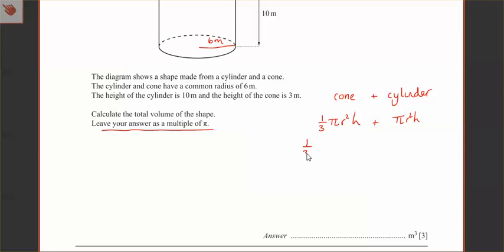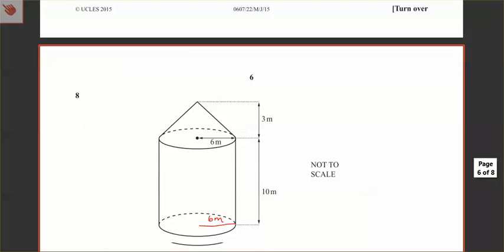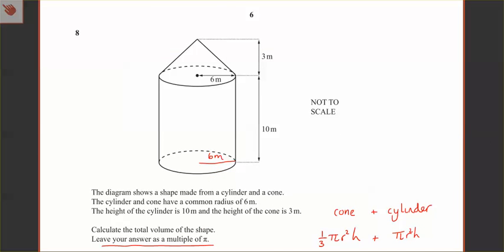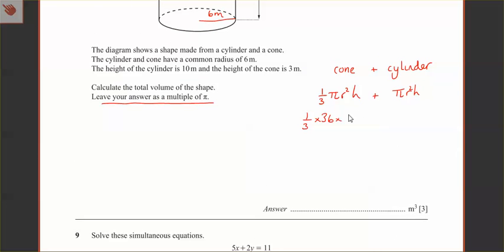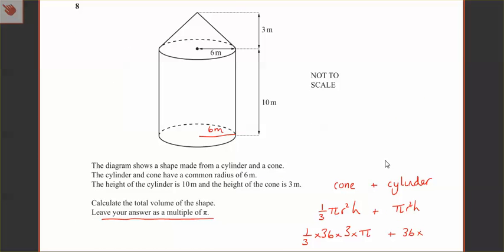So we've got 1/3 times r squared. So r we've seen is 6. So that's 36 times the height of the cone, which is 3. So I'm going to put the 3 there, and then I'm going to put pi. And then we've got plus, again, 36 times the height of the cylinder, which is 10. 36 times 10 times pi then as well.